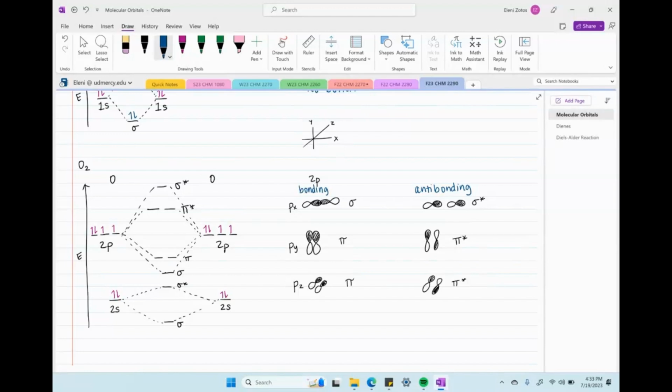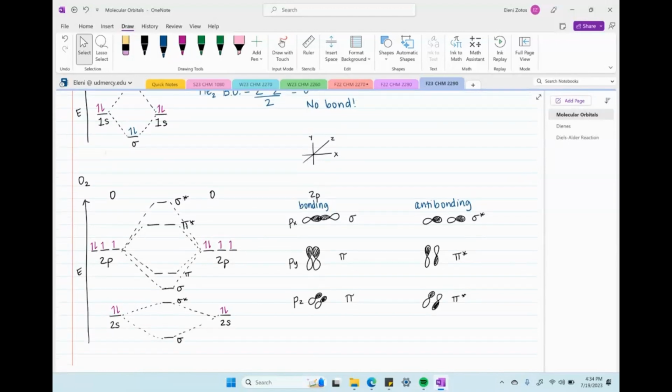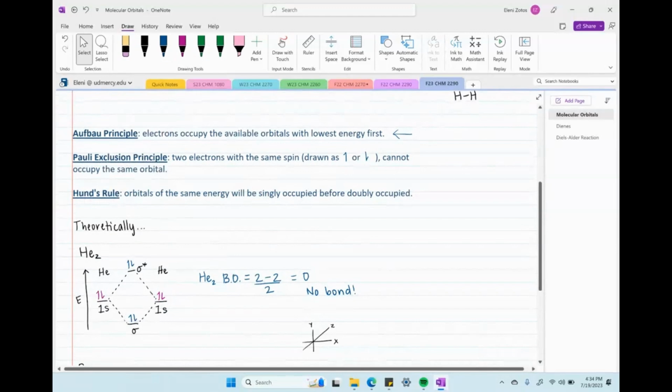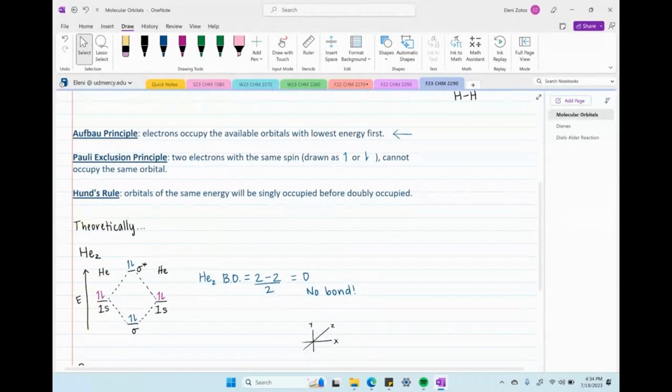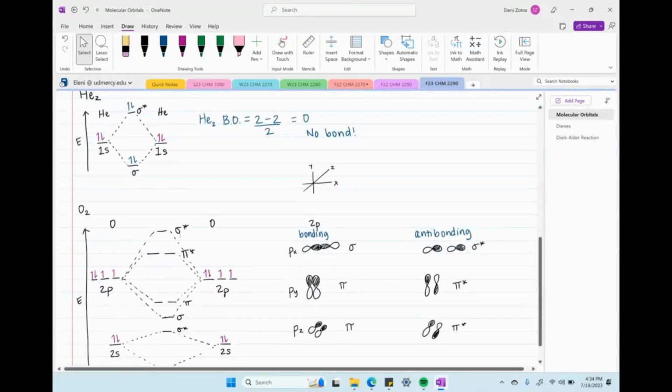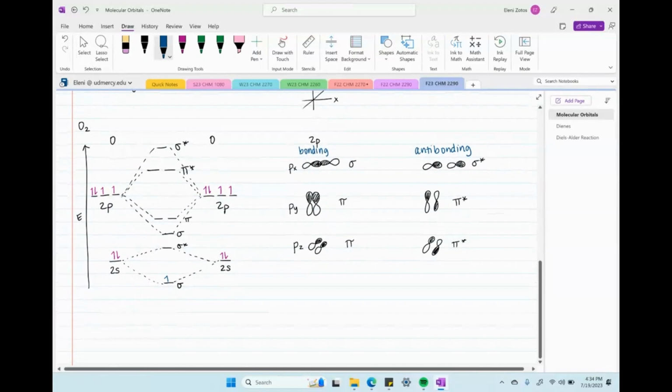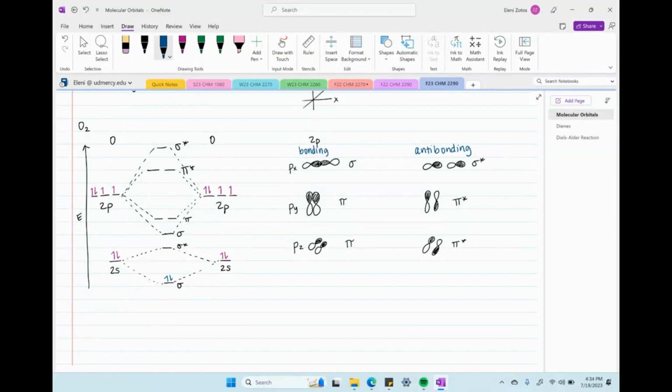Our next step is to fill in electrons, filling lowest energy first, following all these rules. We fill lowest energy first. We cannot have 2 electrons with the same spin. And orbitals of the same energy will be singly occupied before doubly occupied. So we can fill in the 2s sigma orbital, that's 2 electrons, and 2 more in the sigma star. So we've taken care of 4 electrons so far.